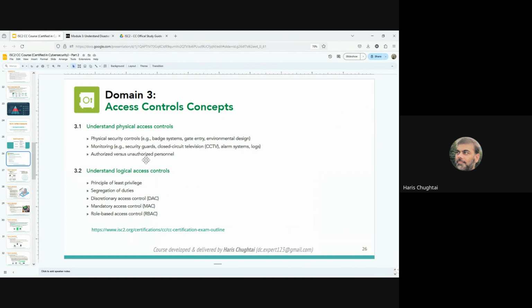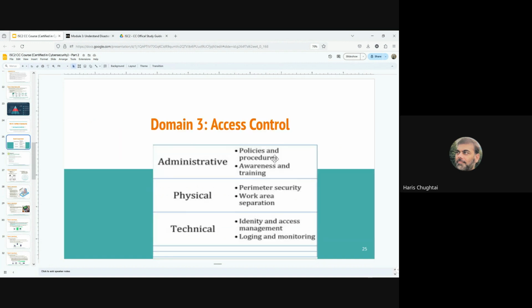This chapter is focusing more on physical and logical. Logical means technical control. Physical means physical control. And administrative control normally is the policies and procedures that organizations make to make sure who's allowed to access certain things or not. ISC2 has not discussed that, but this is just a common understanding. You make the documentation and policies and make sure that people are following those policies.